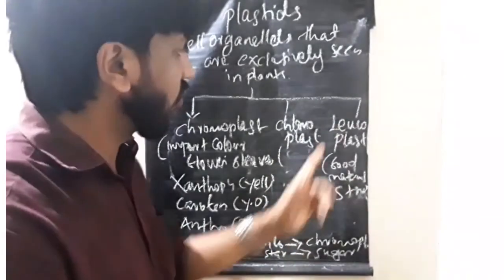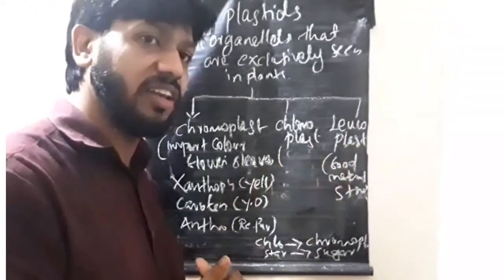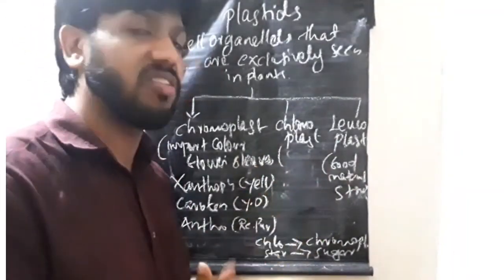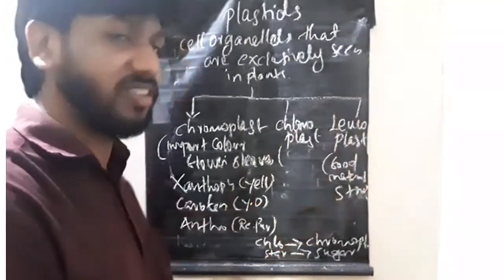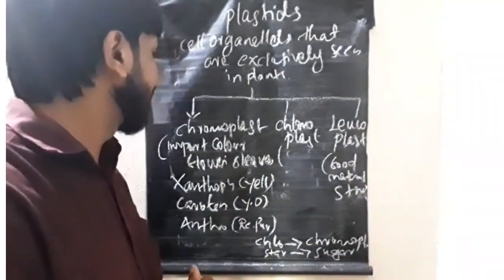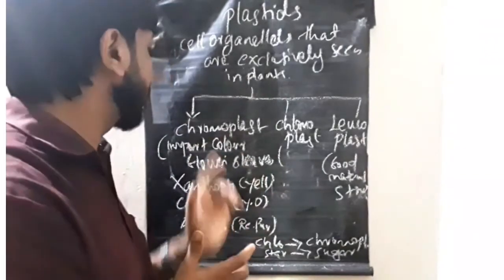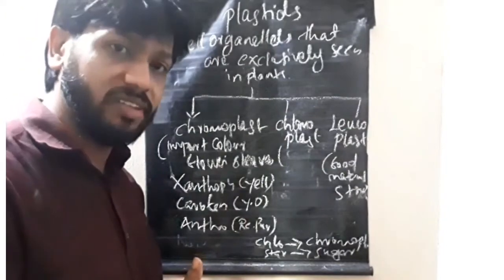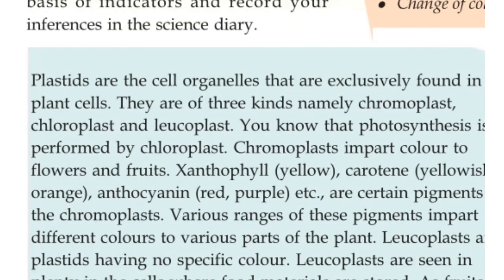Then what is the importance of leukoplast? Leukoplasts are seen where food materials are stored. There you can see leukoplast. These are the important plastids seen in a plant's body: chromoplast, chloroplast, leukoplast. Chromoplast imparts color. Plastids are cell organelles exclusively found in plant cells. Three kinds we already studied: chloroplast, chromoplast, and leukoplast.